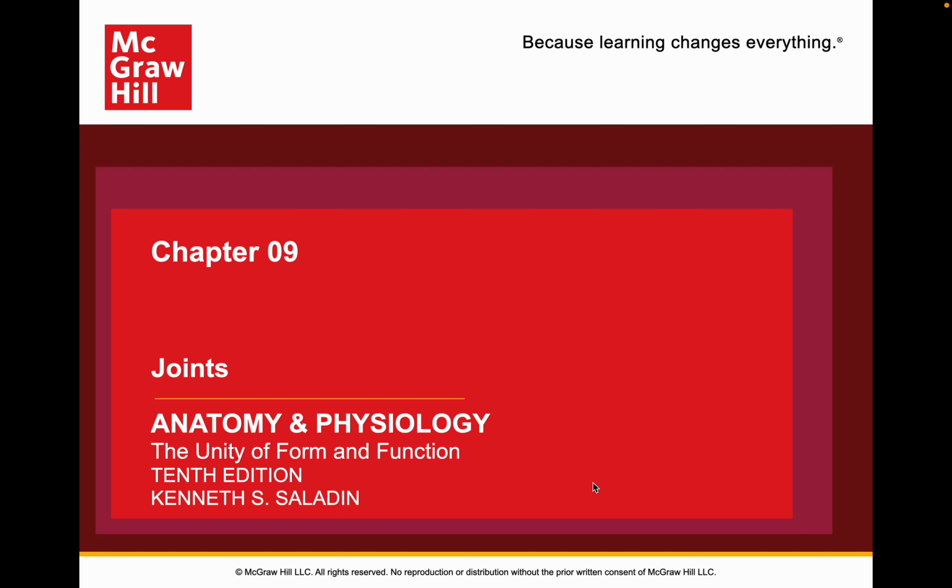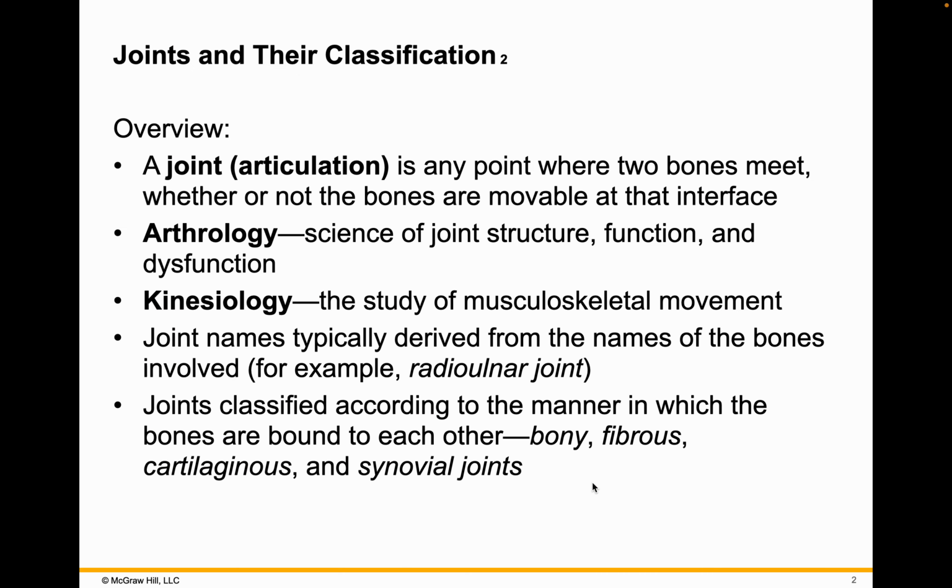About bone tissues. We talked about the skeletal system that's made of mostly bone tissue. Now we're going to talk about the way that bones are joined together. We call them joints or articulations. A joint or an articulation is any point where two bones meet. That doesn't mean there's a movable interface there.